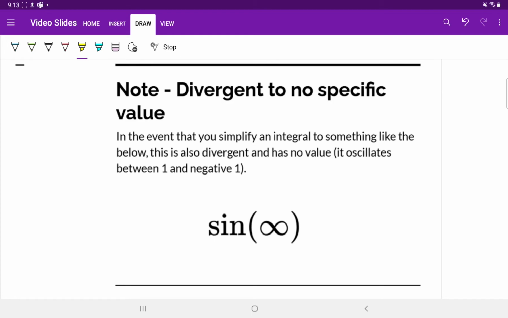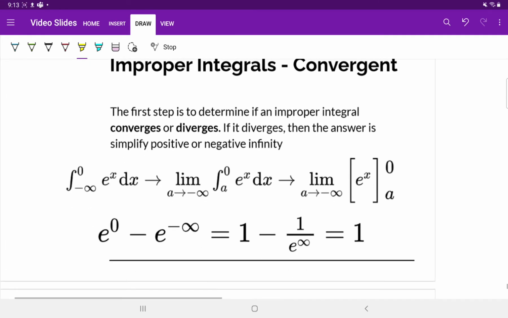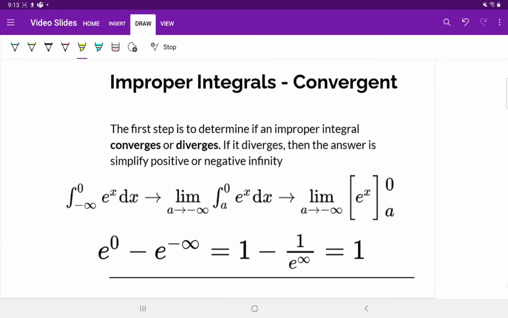Another one, you can have a divergent integral that has no specific value, and the classic example is if you ended up with a situation where you're taking sine of infinity or cosine of infinity. It's going to oscillate between 1 and -1, so it's not approaching some specific value or some bounded value. It's divergent. You can also have a convergent improper integral.